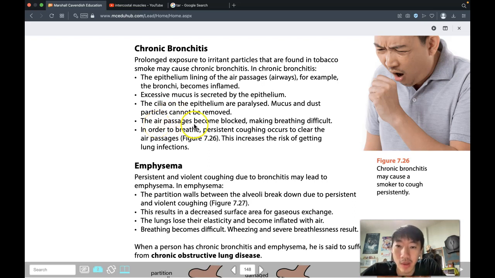So the air passages become blocked, making breathing difficult. And in order to breathe, persistent coughing occurs to clear the air passages. This increases the risk of getting lung infections. Now, coughing by itself is normal, right? We all cough sometimes. But if you continuously cough, coughing is actually quite violent and quite damaging to our body. Which is why you shouldn't cough so loudly. The act of coughing can actually damage your lungs.